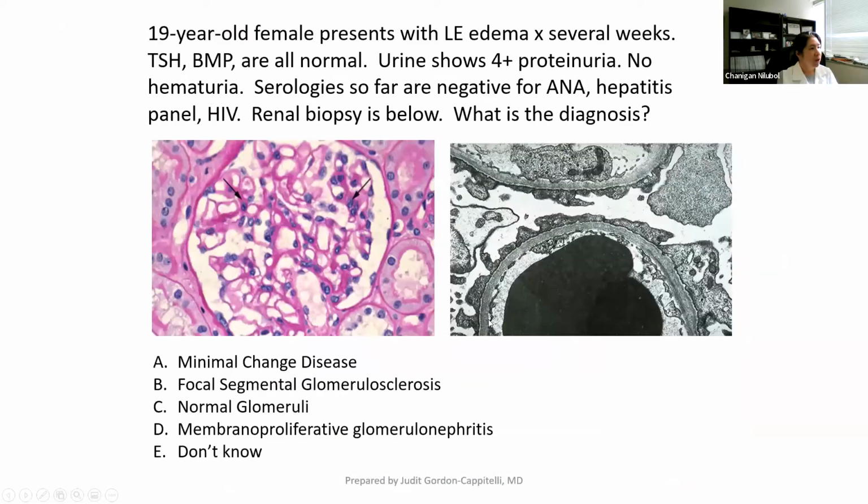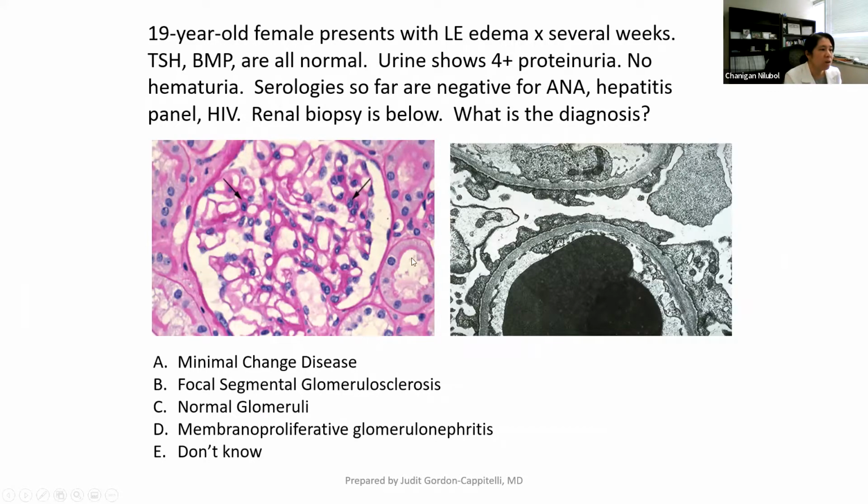This first patient is a 19-year-old female with lower extremity edema for several weeks. Thyroid function and chemistry are pretty normal, and the dipstick showed 4+ proteinuria but no hematuria. Serologies so far are negative for ANA, hepatitis or HIV, and eventually she had a kidney biopsy.